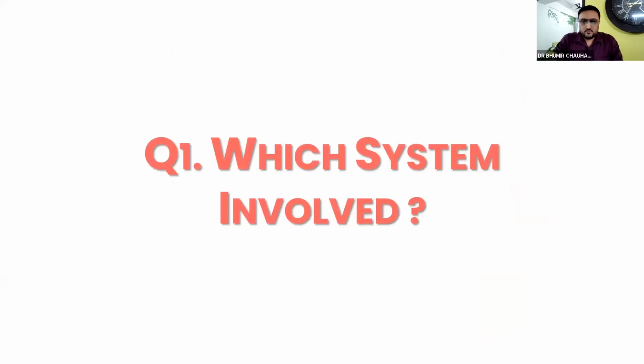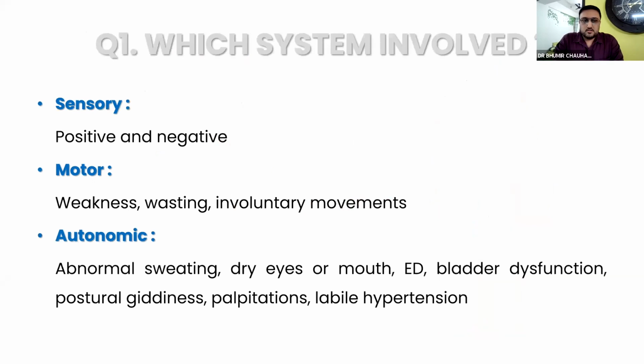Now the question which comes first is which system is involved. So we know sensory nerves, motor nerves, and autonomic nerves, and we have sensory positive and negative symptoms, motor negative and positive symptoms, and autonomic symptoms. So you should be familiar with the particular symptoms of sensory, motor, or autonomic areas. And in history as well as examination, your job is to find them out either on direct questioning or on examination.